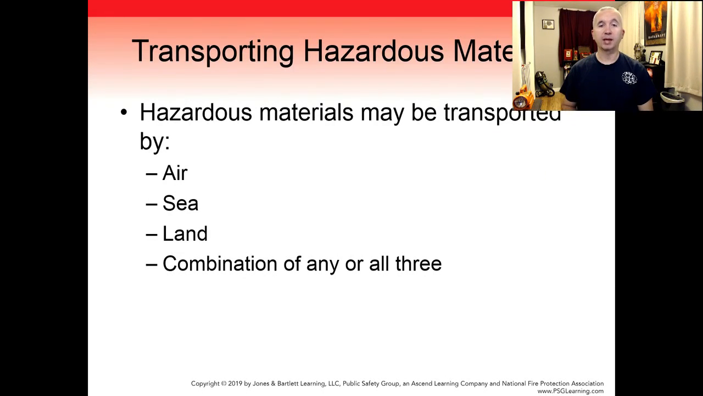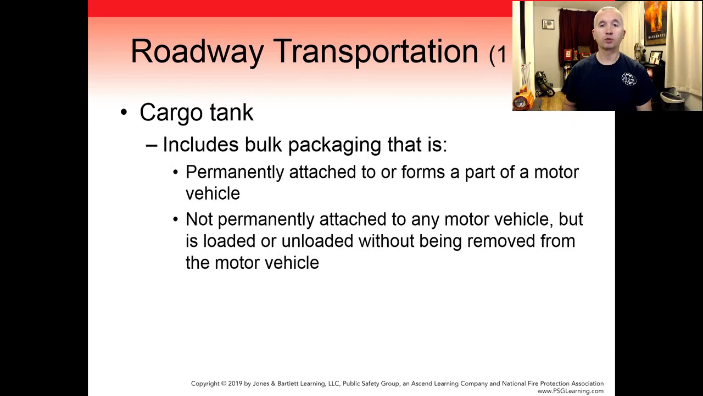Now let's talk about the types of vehicles transporting hazardous materials. Hazardous materials may be transported by air, sea, land, or a combination of all three modes of transport. In roadway transportation, a cargo tank is bulk packaging that is permanently attached to or forms a part of a motor vehicle, or is not permanently attached to any motor vehicle but, because of its size, construction, or attachment to a motor vehicle, is loaded or unloaded without being removed from the motor vehicle. So what they mean is it's attached to a trailer, basically, or it's permanently affixed to the vehicle.